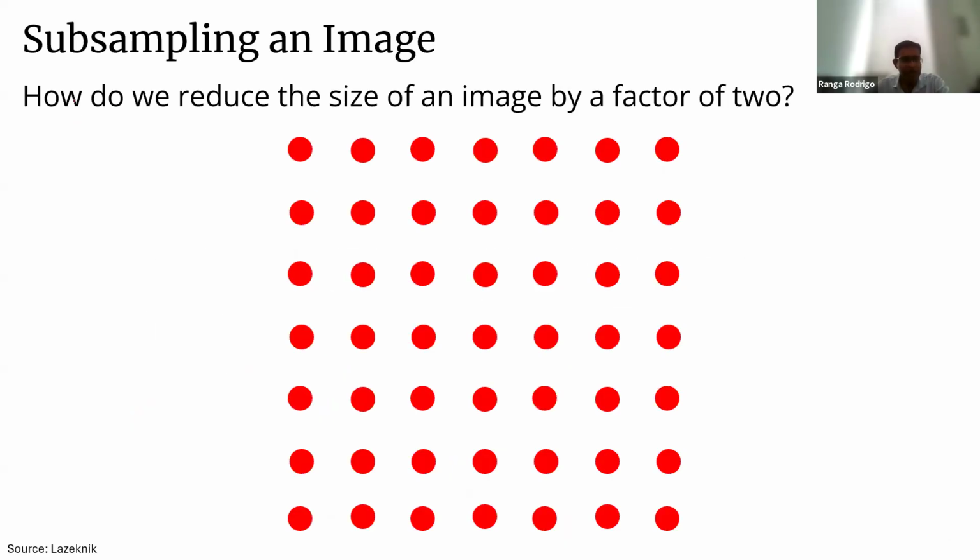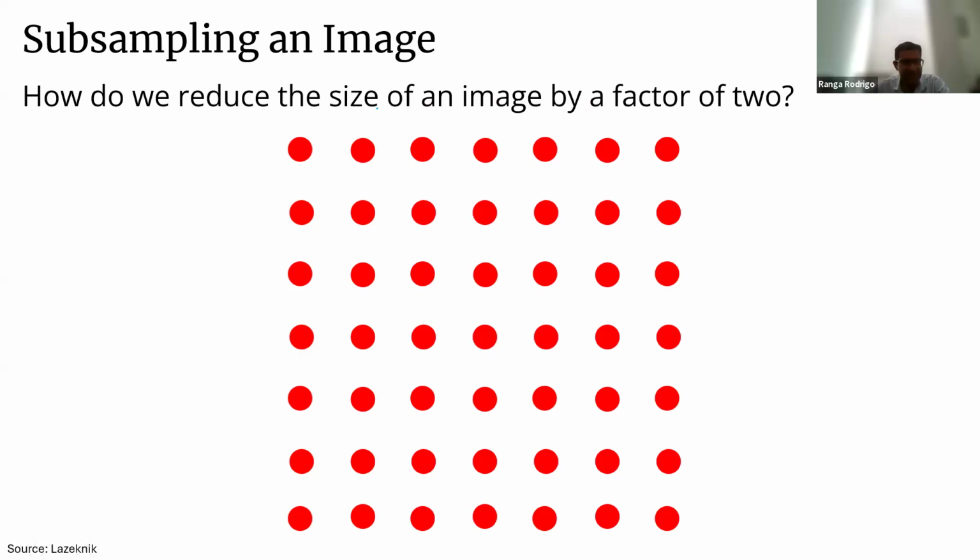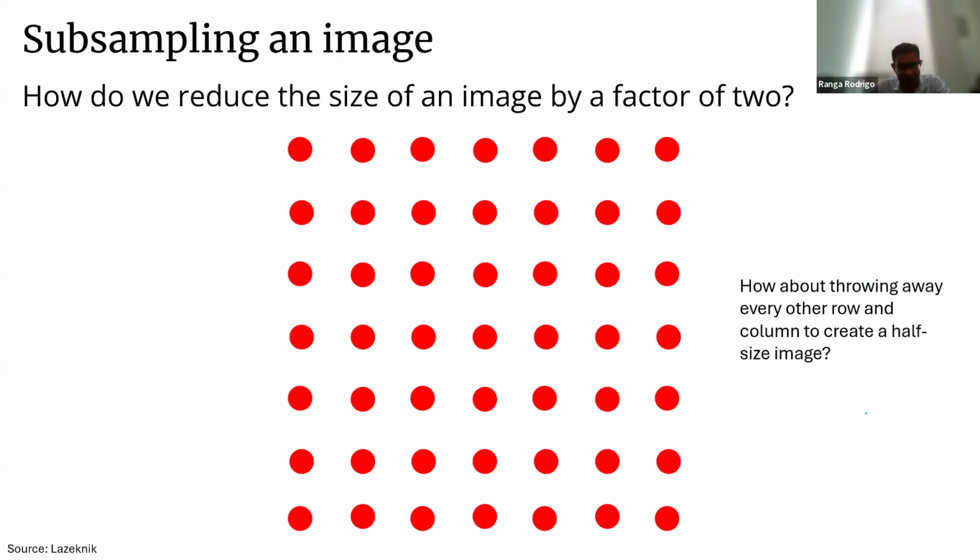Now think about this: sampling and subsampling an image. How do we reduce the size of an image by a factor of 2? Assume that these are the pixel centers, and some colors, image values, are there at those pixel centers, here, here, and so on. What we want to do is get rid of some of those pixels. That means throwing away every other row and column to create a half-size image, like so.